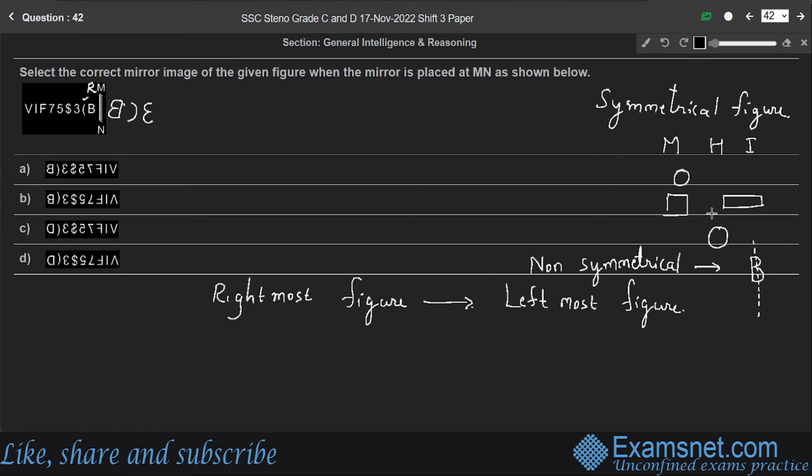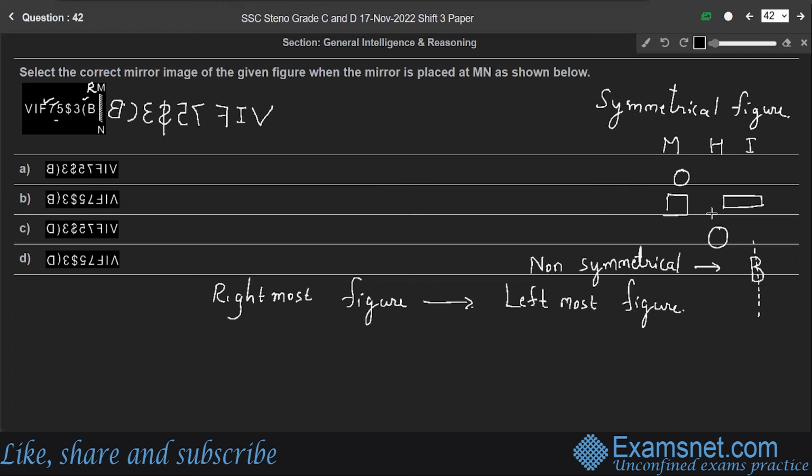We have a dollar symbol, a non-symmetrical symbol. Its image looks like this. Next we have 5. Its image looks like this. Next we have 7, again a non-symmetrical number. Its image looks like this. Next we have F, a non-symmetrical letter, so its image will be like this. Next we have I, a symmetrical letter, so its image will be exactly the same as the original one. Next we have V, a symmetrical letter. Its image will be exactly the same as the original one.